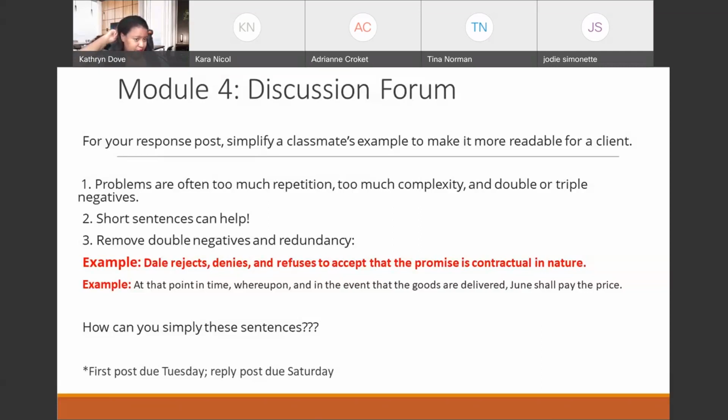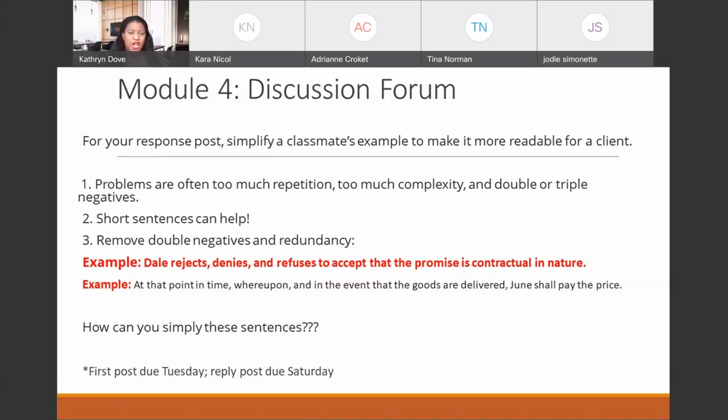Here's another example of legalese. At that point in time, whereupon, in the event that the goods are delivered, Jill shall pay the price. How could you simplify that, Adrian? Well, they could say, when the goods are delivered within the time frame, June shall pay the price. Yep. You could just say when. When the goods are delivered, June shall pay the price.